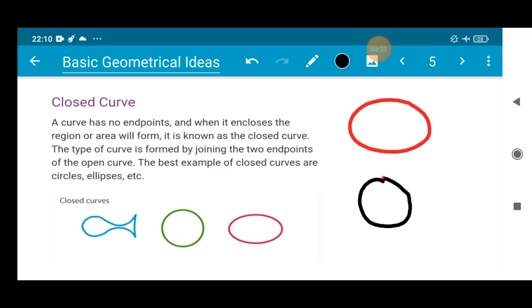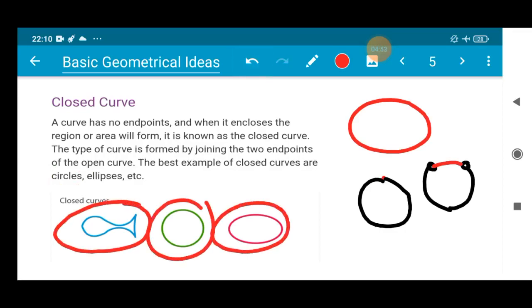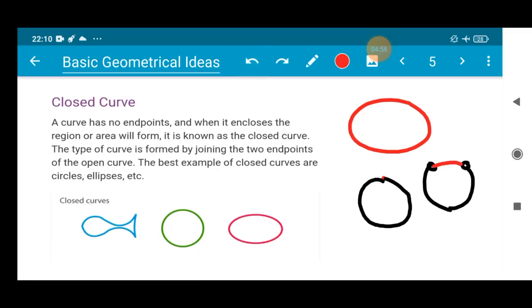A curve that has no endpoint, and encloses a region or area, is known as a closed curve. This type of curve is formed by joining the two endpoints of an open curve. Now, in the open curve there were two endpoints. This is one endpoint, this is another endpoint. But if you join these two endpoints, from that open curve we get a closed curve, right? The best example of a closed curve is the circle, wherever you go. So in this figure also, like all these oval shape figures, ellipse, circle, fish shape structure here, the two endpoints are joined.